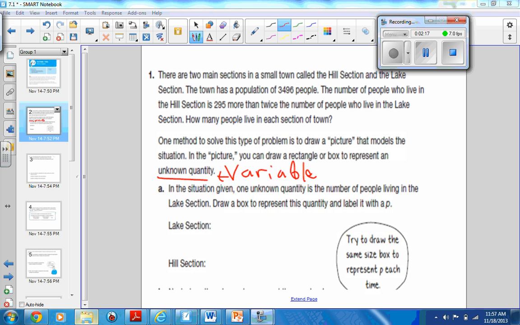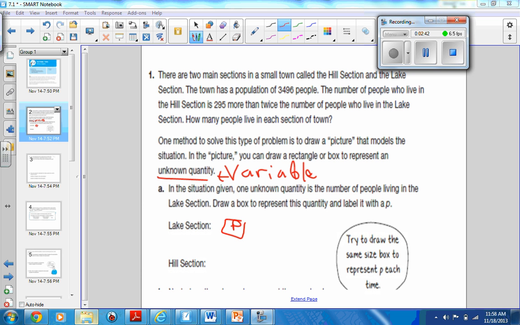So in part A, in the situation given above, one unknown quantity is the number of people living in the lake section. Draw a box to represent the quantity and label it with a P. So let's go ahead. Under lake, we said that there is P people. They want a box. So just draw a little box and label it with a P.